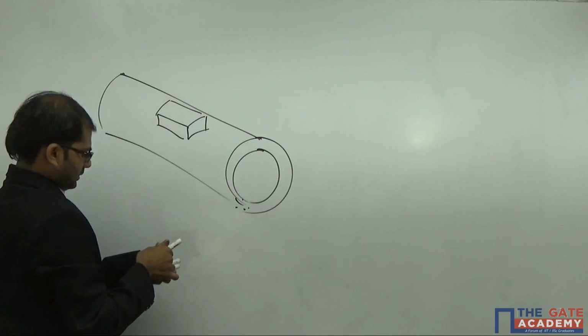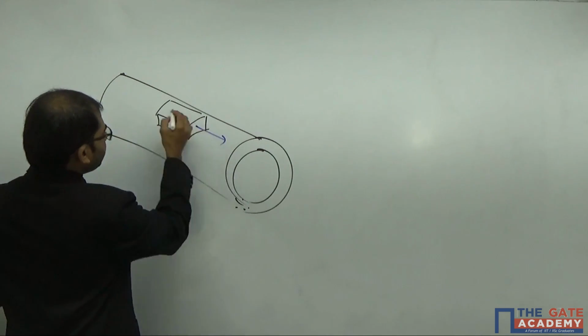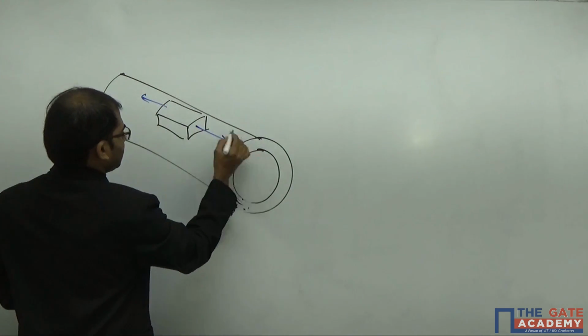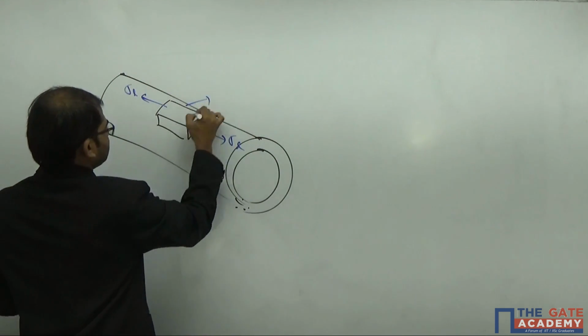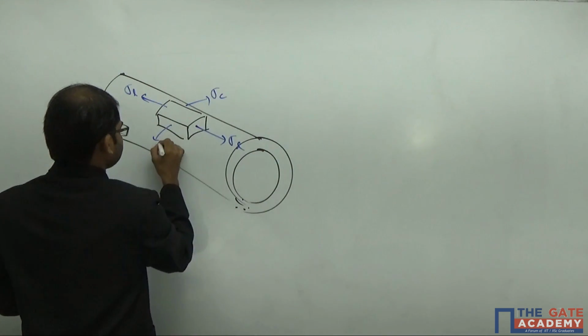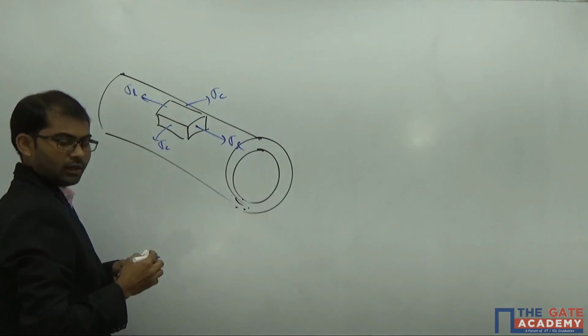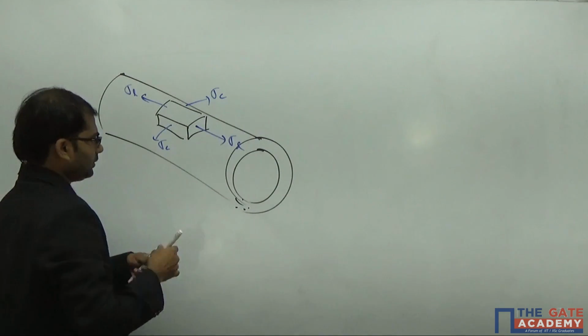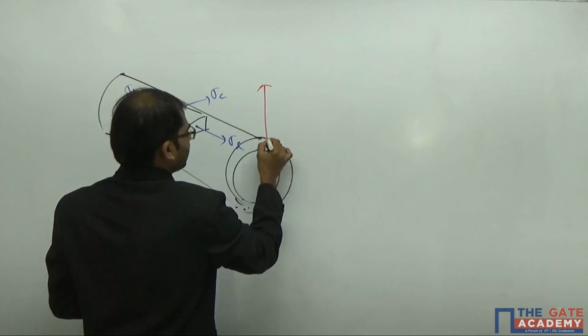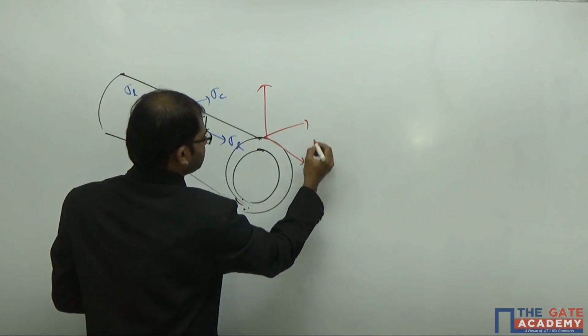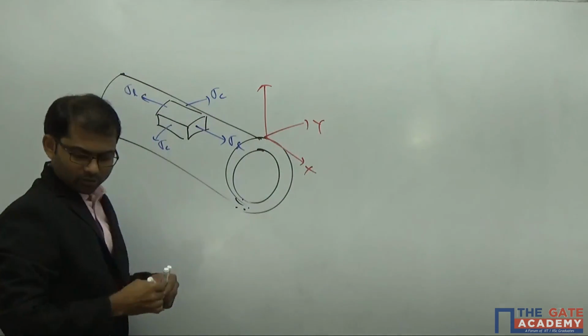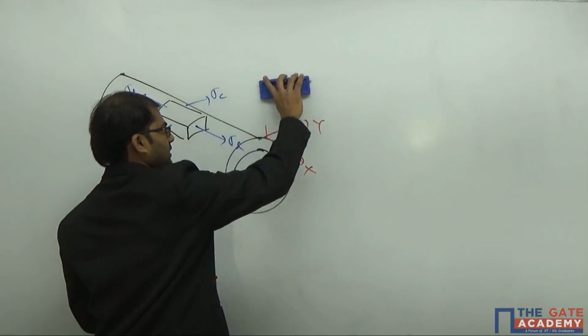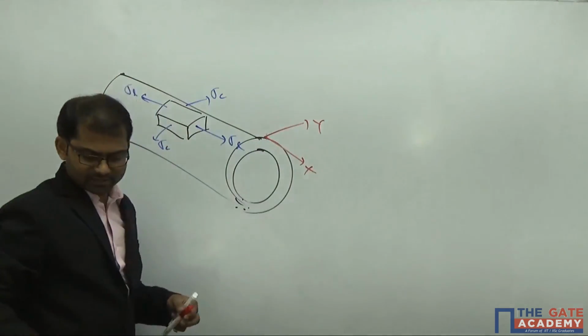So we see that it's experiencing a longitudinal stress in this direction, that is sigma L, and this is circumferential stress sigma C. So let's take a coordinate system here. The coordinate system is taken in this way. This is x, this is y, and this is z. We are not having any stress components in z direction, so let's forget about z direction here. So x and y here.